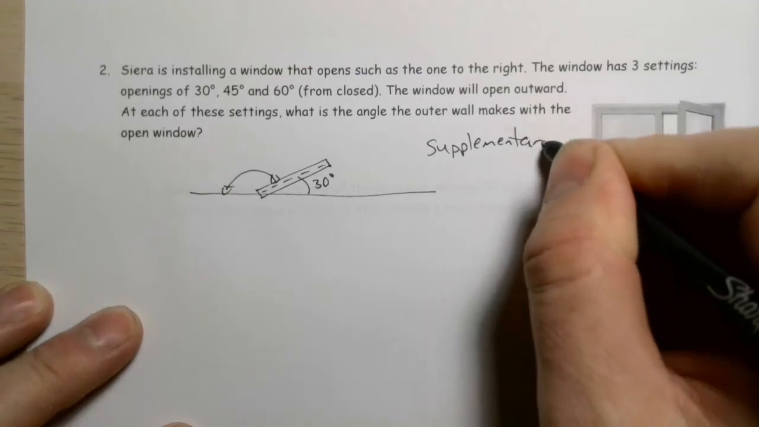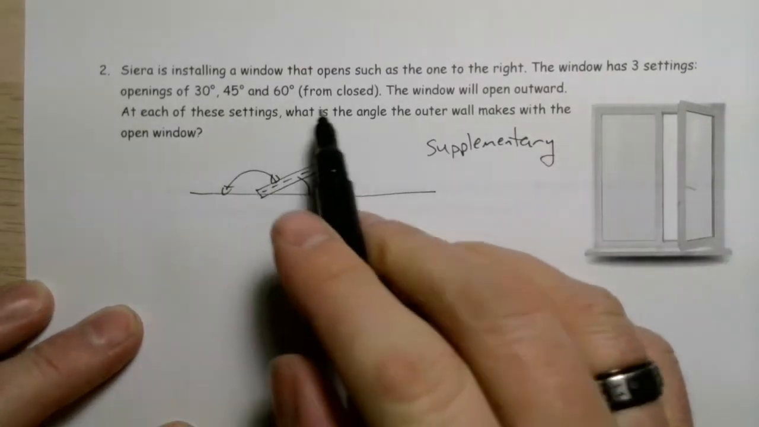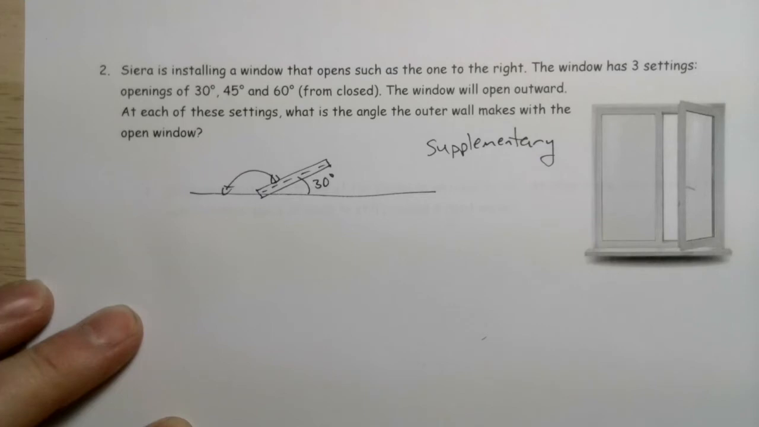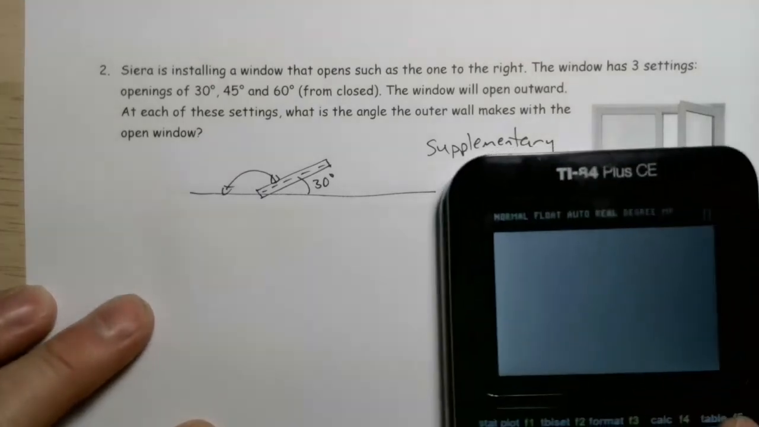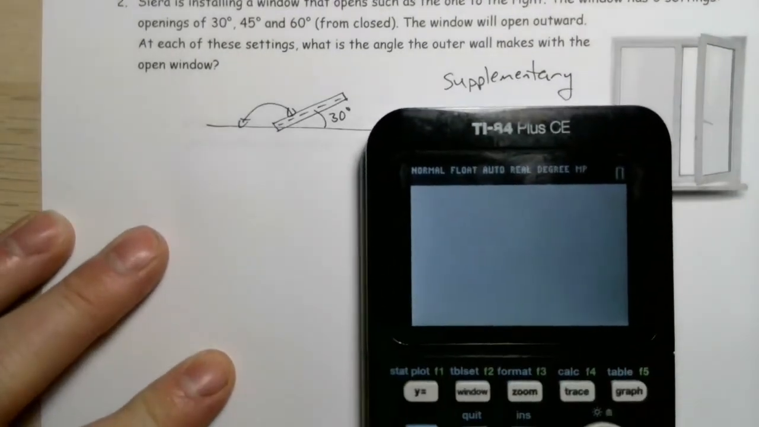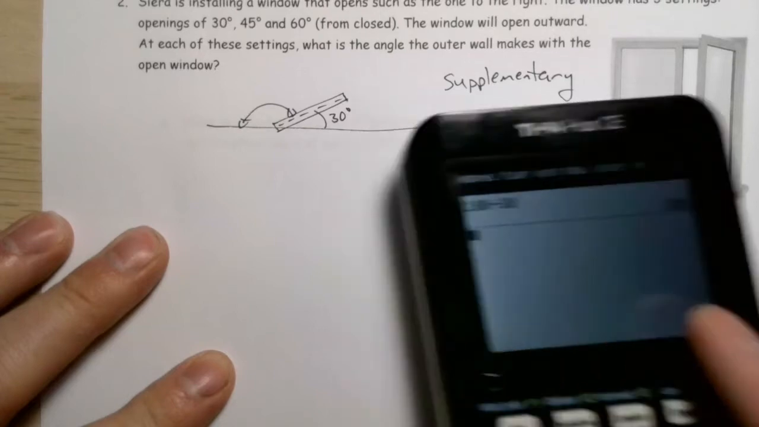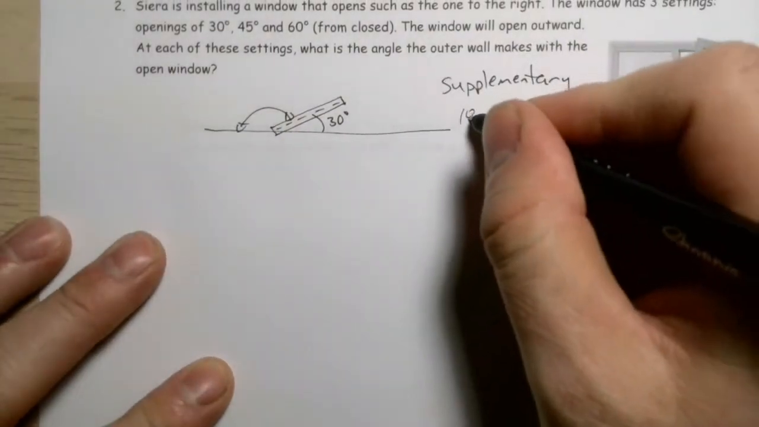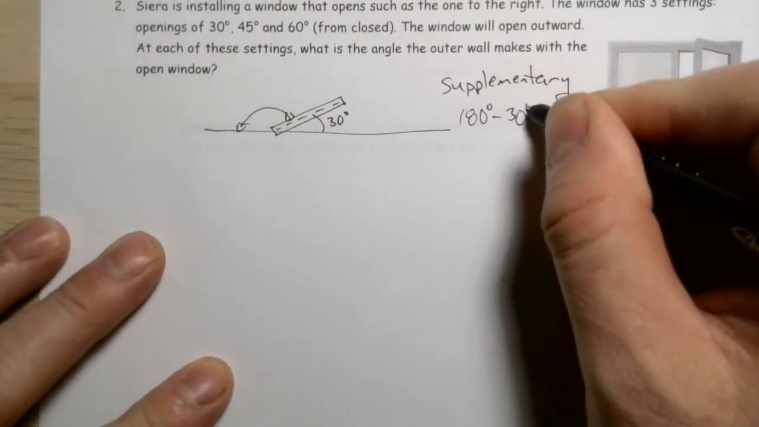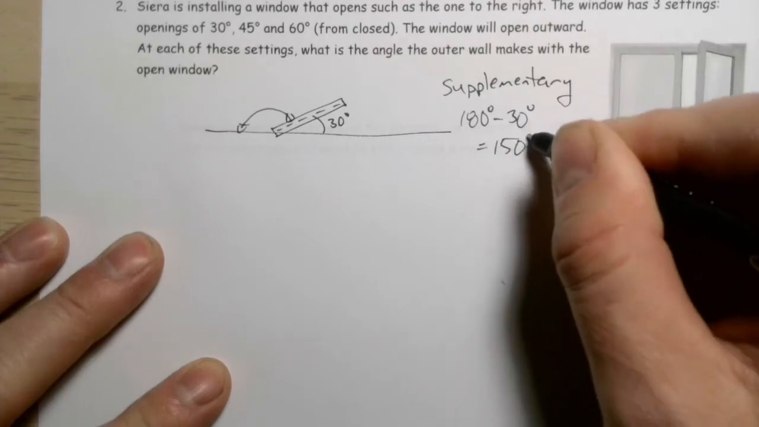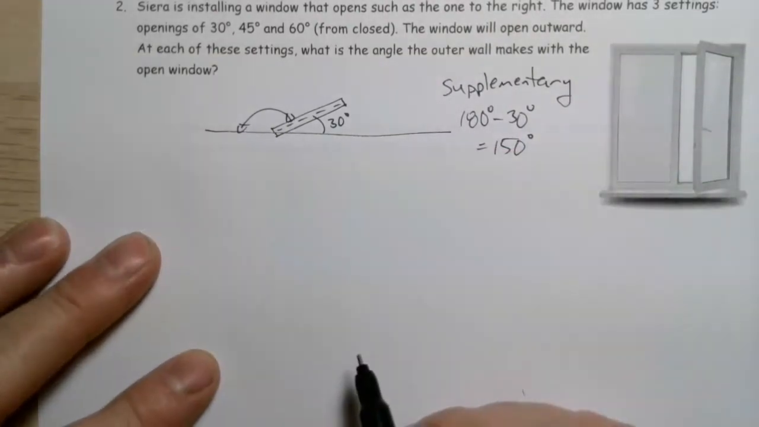In fact, for each one of these things, that's what we're asking for, the supplementary angle. And so remember how we do that. On our calculator, if we're going to come up with a supplementary angle, we're going to type in 180 minus the given angle. And so in this case, 180 degrees minus 30 degrees is equal to 150 degrees. That's the angle with the wall.